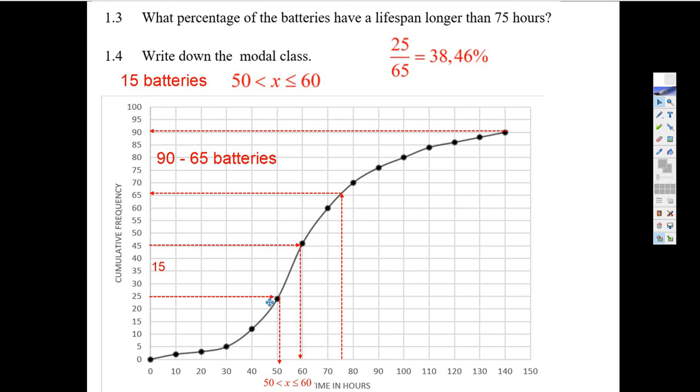I'm looking at the answer there. The modal class is the class with the most batteries in it. And so the answer is in between 50 and 60 is your modal class. Well, that's it. That's the first question done.